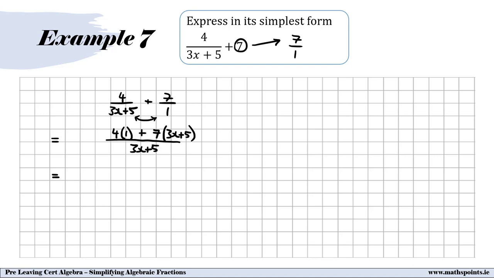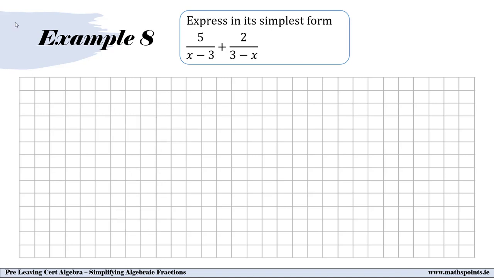Tidying up the top, I have 4 times 1 is 4, plus 7 times 3x is 21x, 7 times 5 is 35, and this is all over 3x plus 5. And finally, we tidy up the numerator by collecting like terms, so we have 21x plus 4, and 35 is 39, and this is all over 3x plus 5.